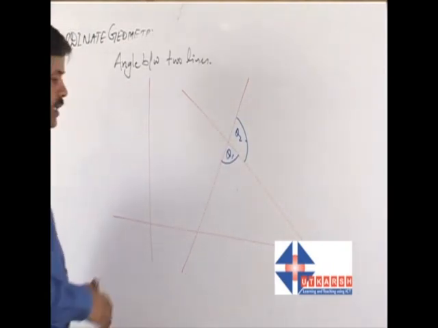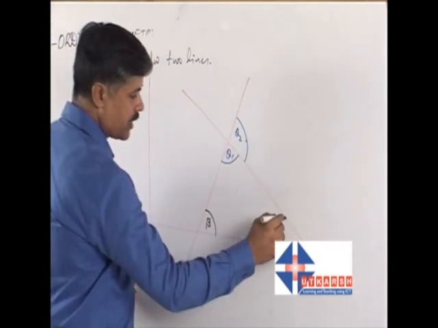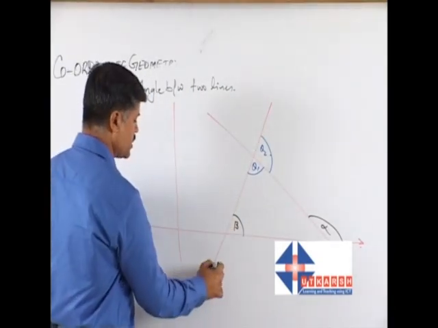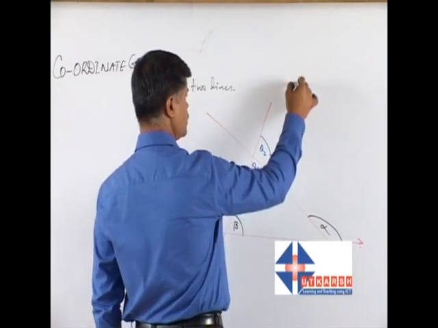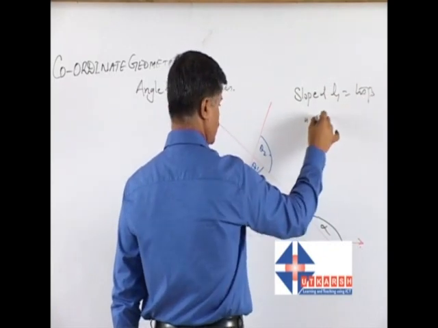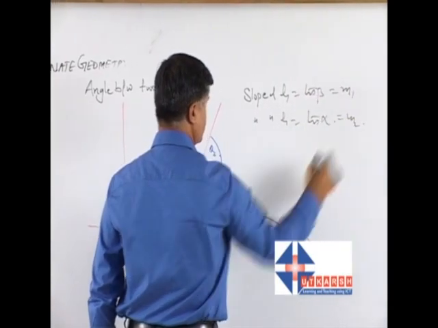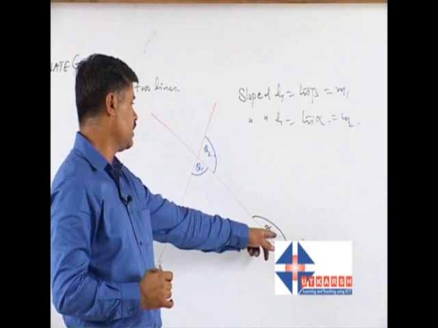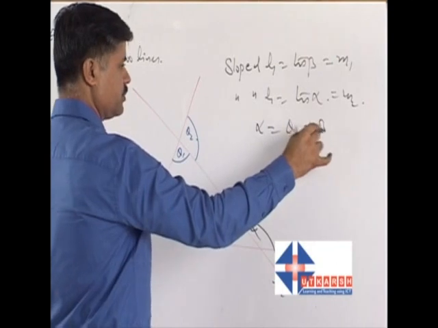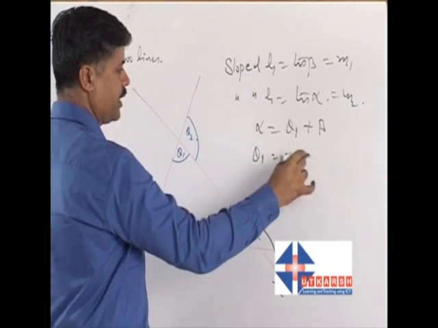Let this line be inclined at an angle beta here, and this line inclined at an angle alpha there. What will be its slope? If I am taking this line as L1 and this line as L2, the slope of L1 is tan beta, and the slope of L2 is tan alpha. Say this is M1, this is M2. Then from your trigonometry, you know that alpha is equal to theta 1 plus beta. It is 10th class trigonometry. So theta 1 is equal to alpha minus beta.